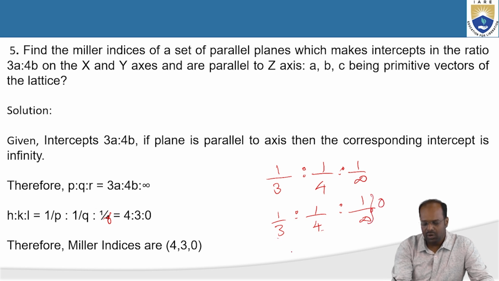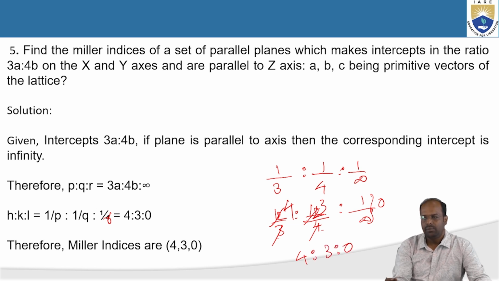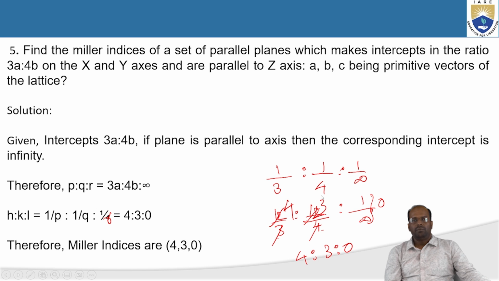Here the LCM, what is the value? 3 times 4 is 12. 12 divided by 3 is 4, 12 divided by 4 is 3. So we are getting 4 is to 3 is to 0. So we got the Miller indices values as 430.